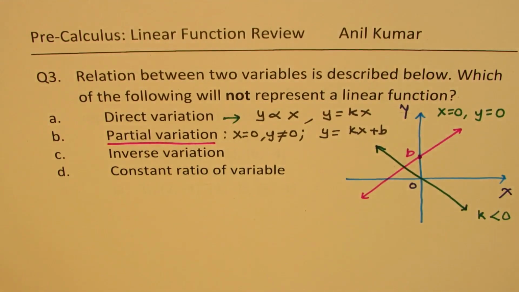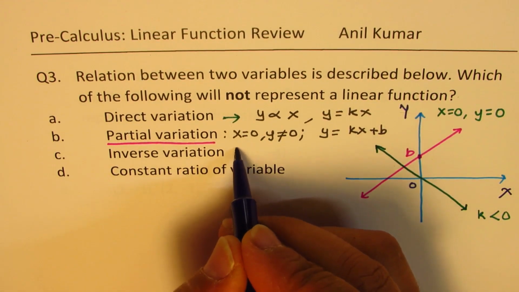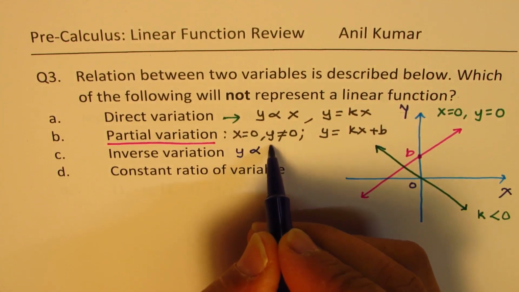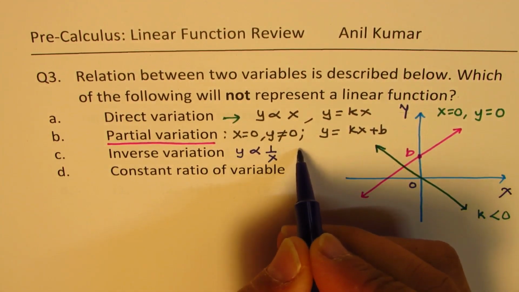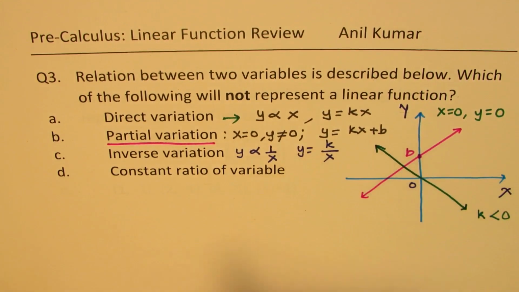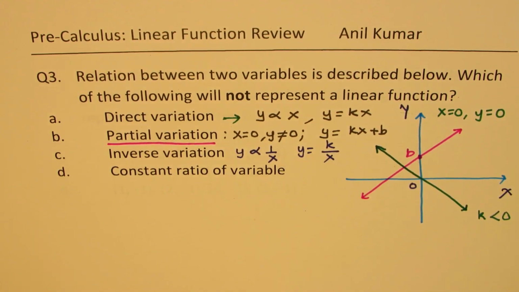Now what is inverse variation? Inverse variation means that when x increases, y decreases. So y is proportional to 1 over x. So that is y is equal to k over x. Now this is inverse variation. How will you sketch this graph?